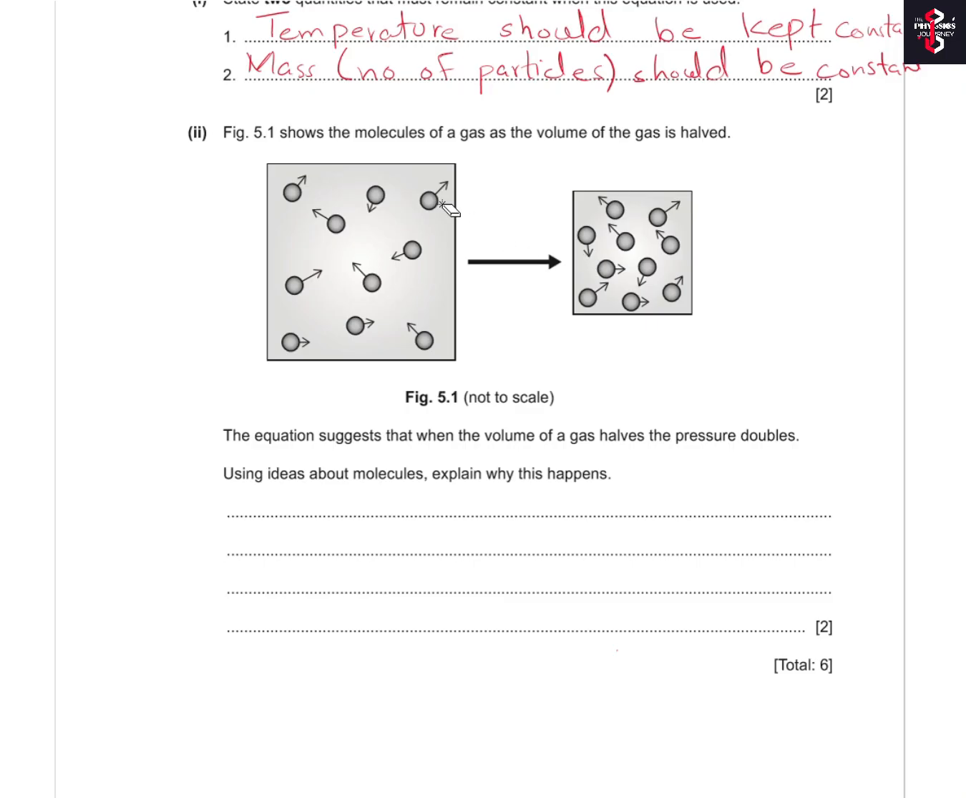So, in the next part, we are given a figure. Figure 5.1 shows the molecules of a gas when the volume of the gas is halved. In the first portion of the figure, you can see that molecules are in a box with a larger size, and in the second portion, the size is reduced to half. The equation suggests that when the volume of a gas is halved, the pressure is doubled. Using ideas about molecules, explain why this happens.